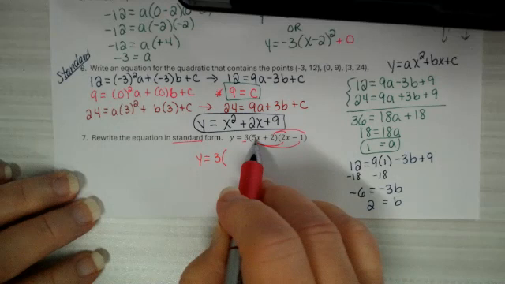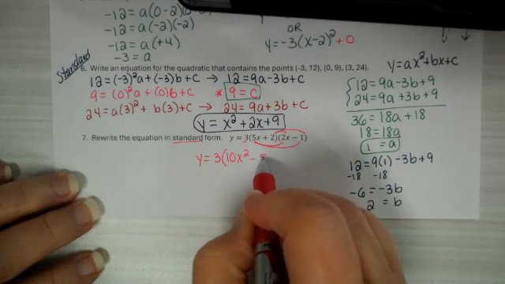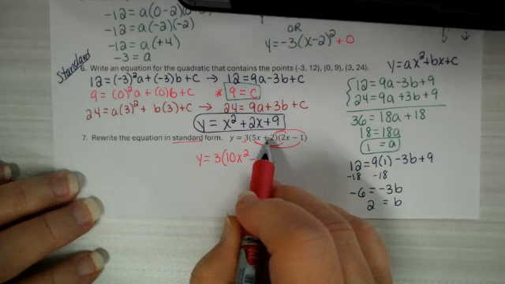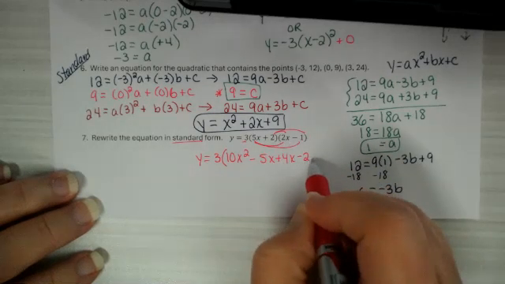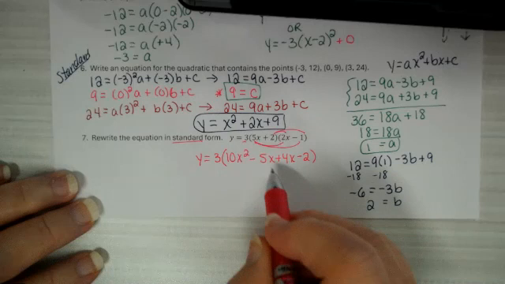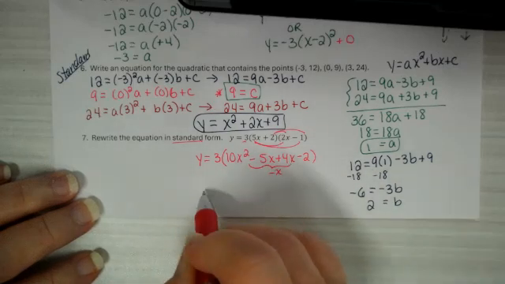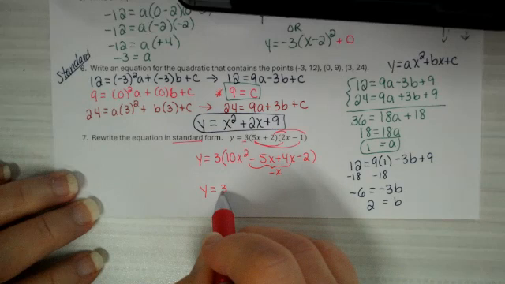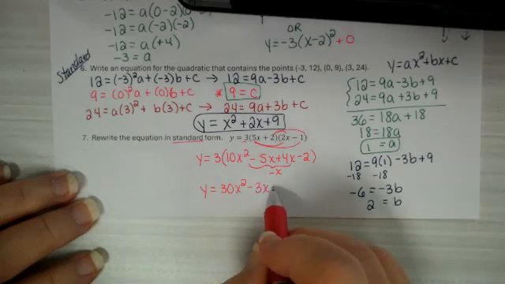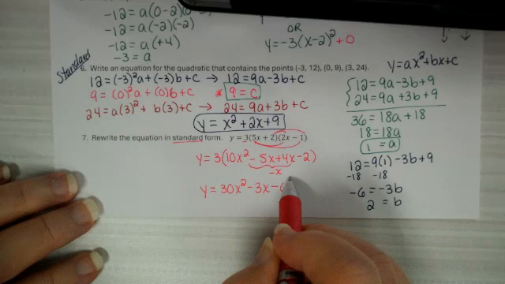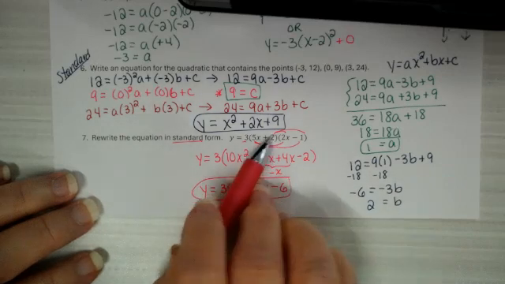3. 5x times 2x is 10x squared. 5x times negative 1. 2 times 2x, and 2 times negative 1. I'm going to combine these to be negative x, and then I'll distribute my 3. 30x squared minus 3x minus 6. Here's my equation in standard form that matches that equation.